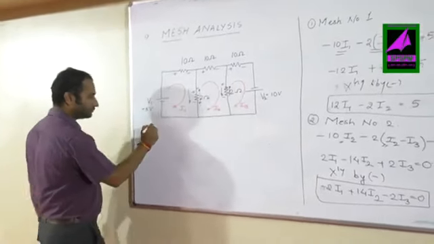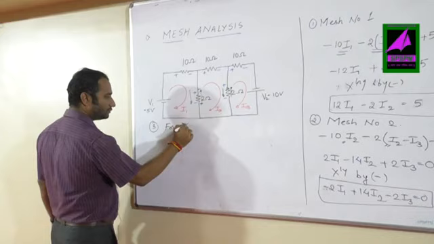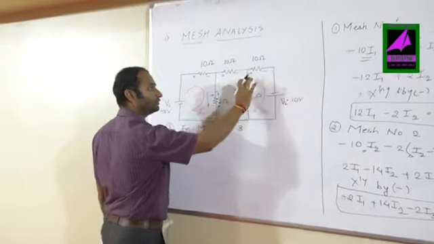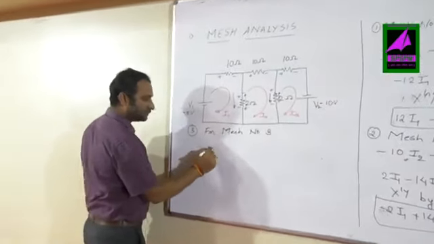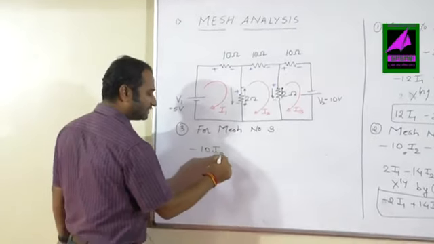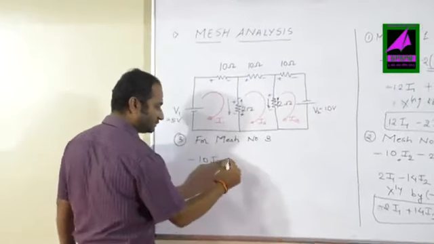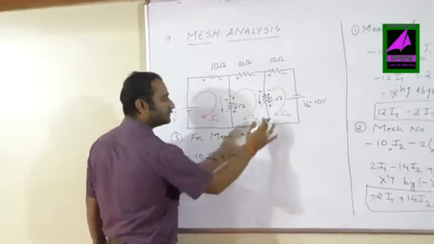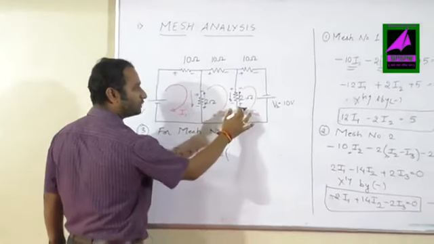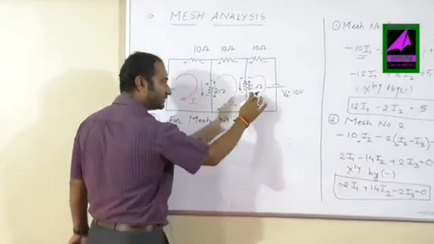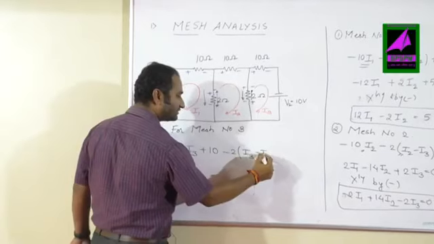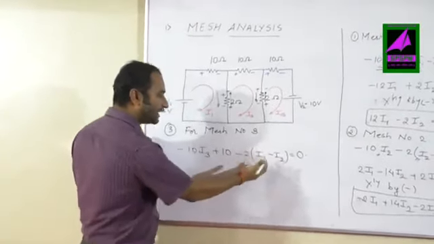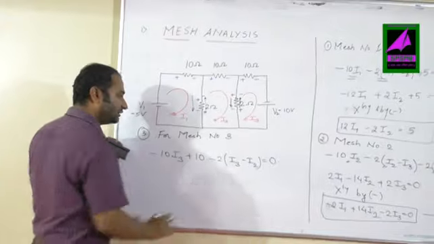So for mesh number 3, again follow the same rule. Plus to minus, minus 10 into the current that is moving from here is I3, minus to plus, plus 10. Again it is from plus to minus, so I will take it as minus 2. Again there are two currents which are flowing through this 2 ohm resistor, but because I am talking about mesh number 3, first I will write I3 minus I2 must be equal to 0 because this completes the loop, mesh. So again I try to write I1 first, I2 then, I3 then, and then the constants.